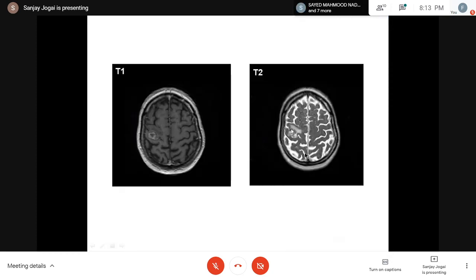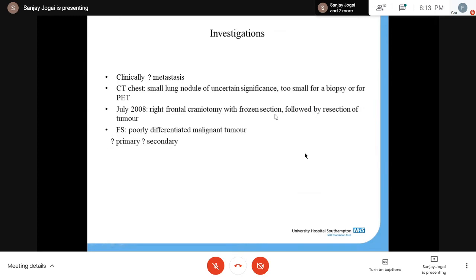Please don't ask me tricky questions. All I know is this is the T1 weighted image, this is the T2 weighted image, and we can see a mass lesion. Now, clinically, they thought, could this be metastasis? Because on CT chest, there was a small nodule of uncertain significance. They said it was too small for biopsy, and they felt it was very odd that such a tiny nodule could cause a metastasis.